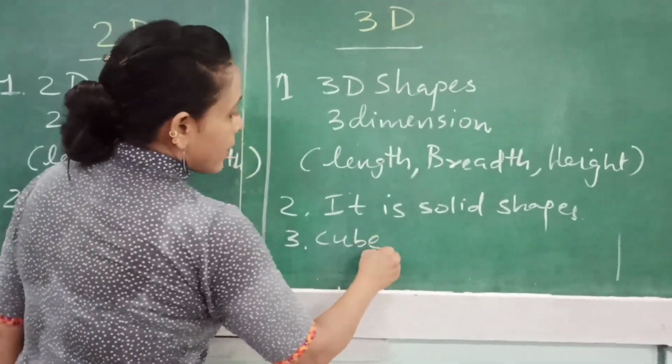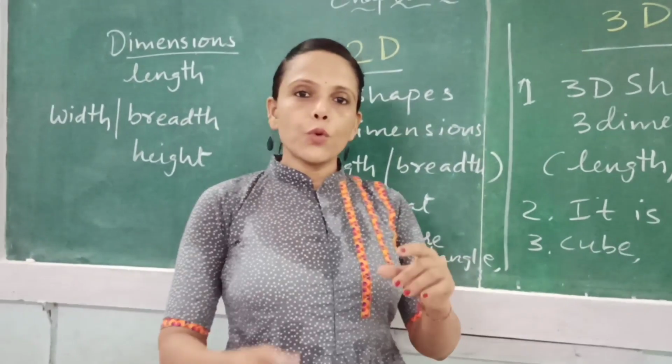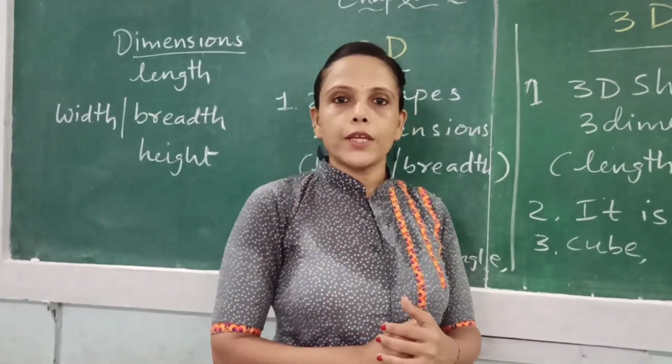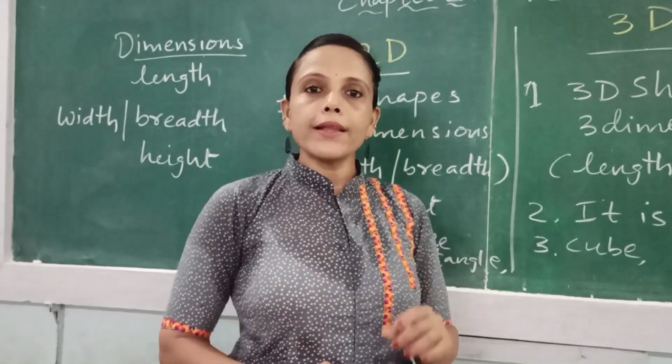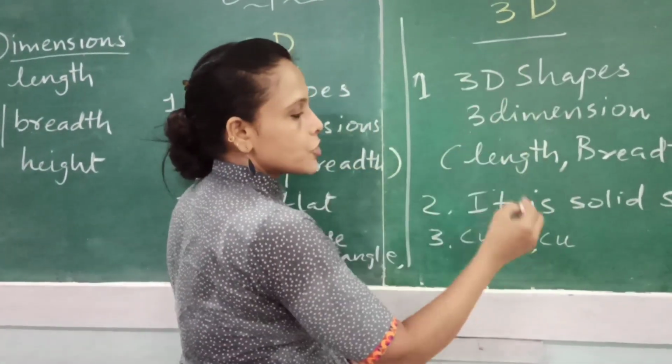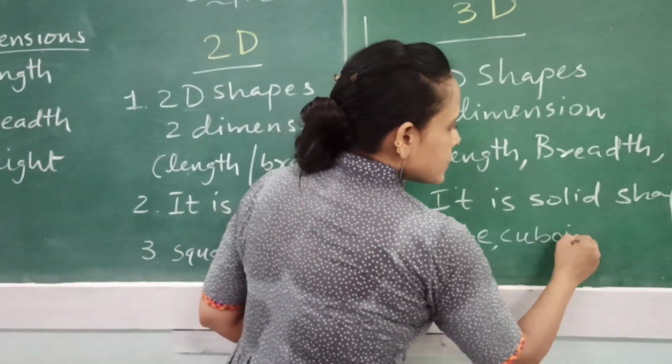Cube. Everybody is now playing Ludo. So you know the dice of the Ludo you are playing. That is the cube shape. All the sides of a cube are square in shape. Next solid shape, 3D shape, is cuboid.